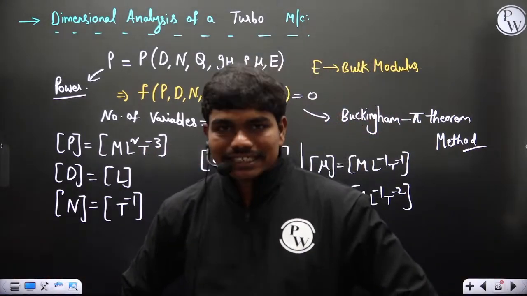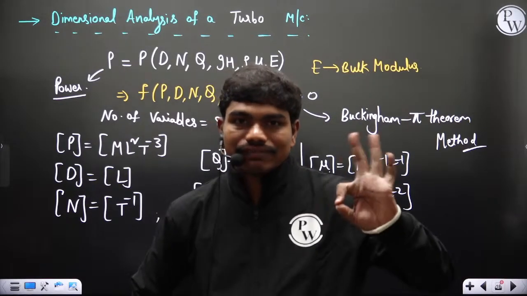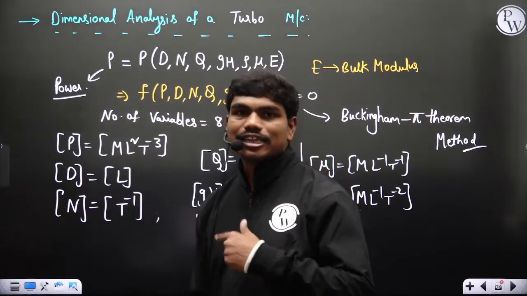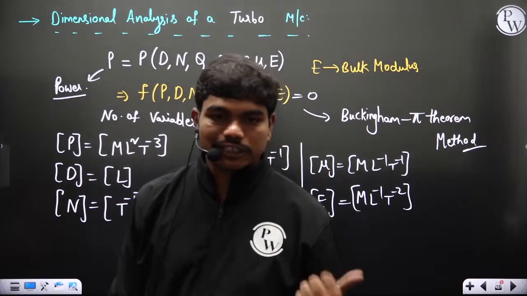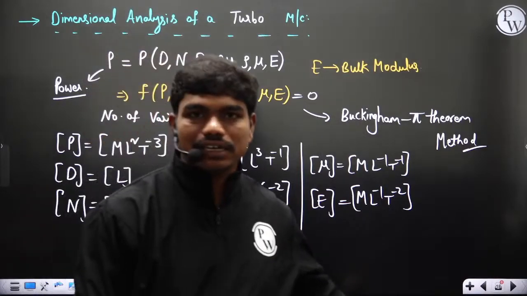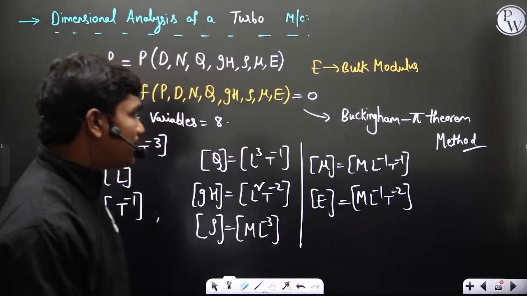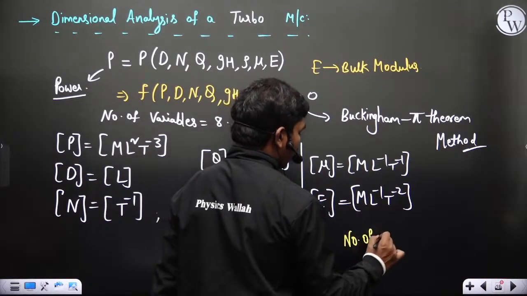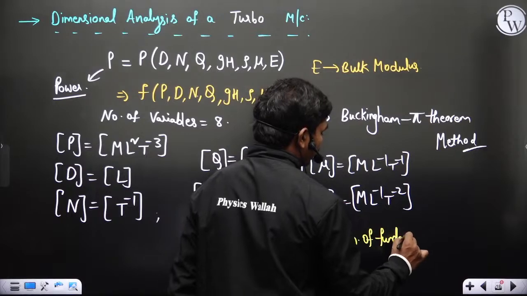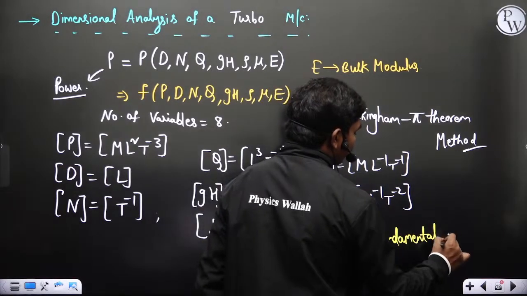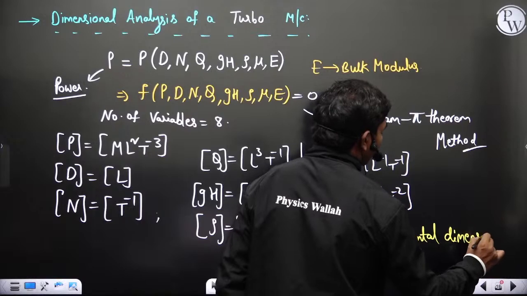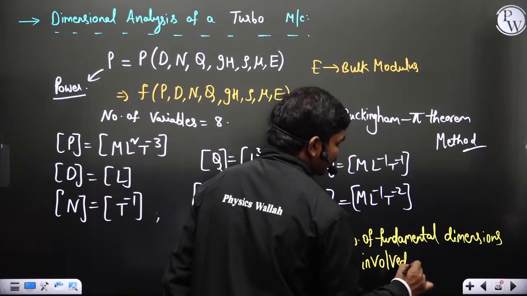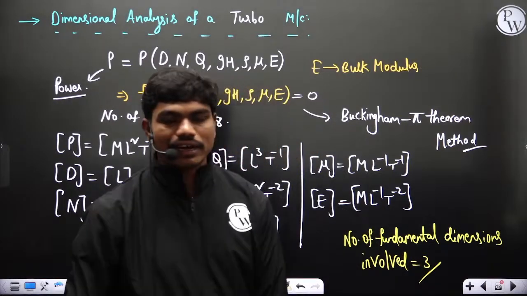Now tell me, these 8 quantities in total involve 3 fundamental dimensions. In all these terms, you can see there is either mass, length or time. There is nothing from the other 4 fundamental dimensions. You don't have any temperature, current, luminous intensity or mole. Only M, L, T are there. So clearly, the number of fundamental dimensions involved is equal to 3. Correct? We have only mass, length and time.